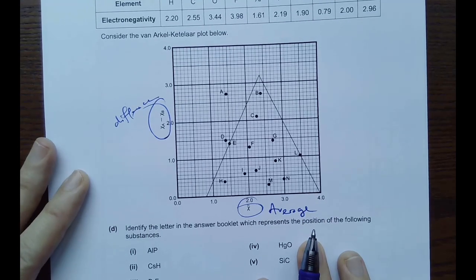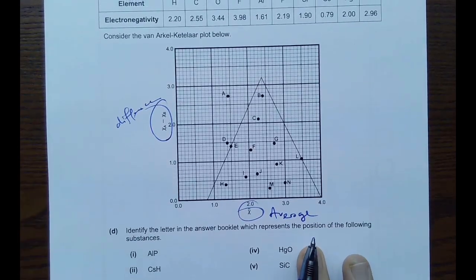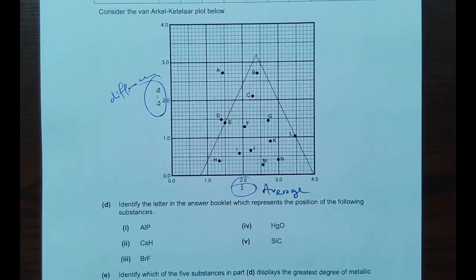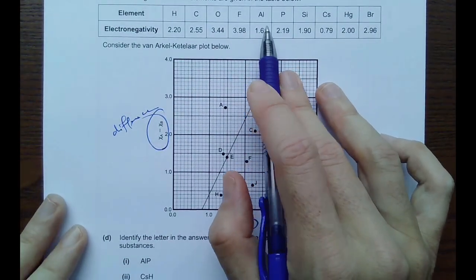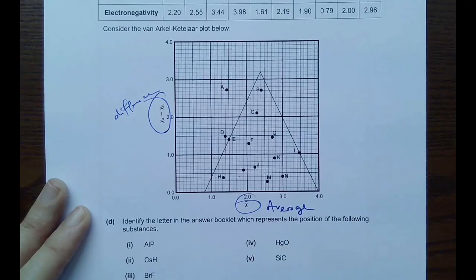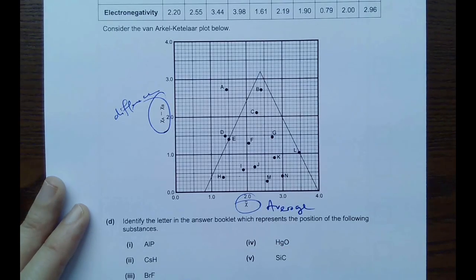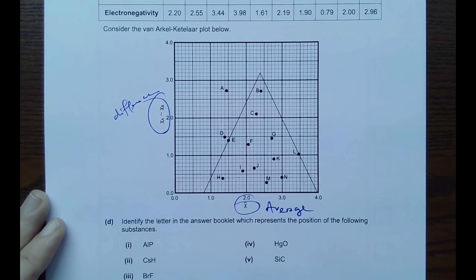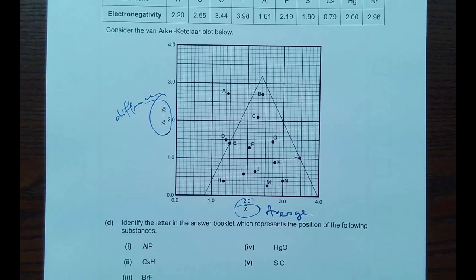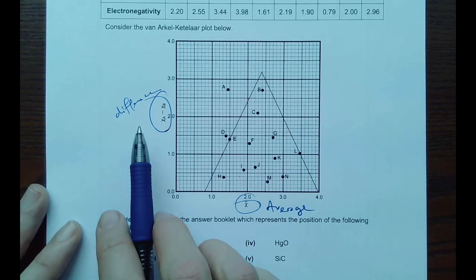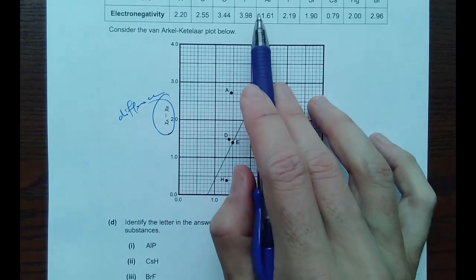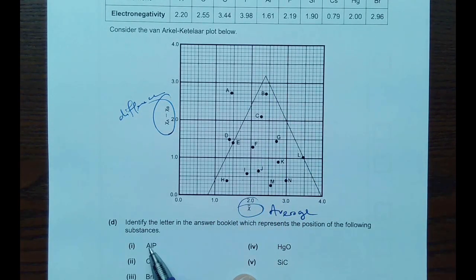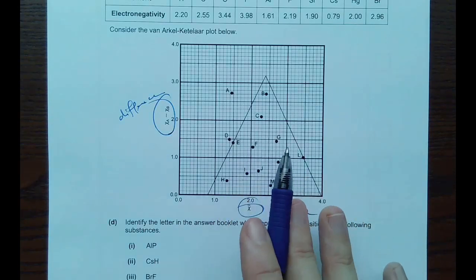And then it says identify the letter in the answer booklet which represents the position of the following substances. So all I need to do is just take this data, apply it to these, and find it on here. Now, I tried to think about different ways that you could do this. For me, the simplest way is just to calculate one of these values and see if you can find it on the plot. I guess you could sort of think about, okay, well, try and find this aluminium phosphide. Is it metallic, ionic, covalent? Look on the diagram.